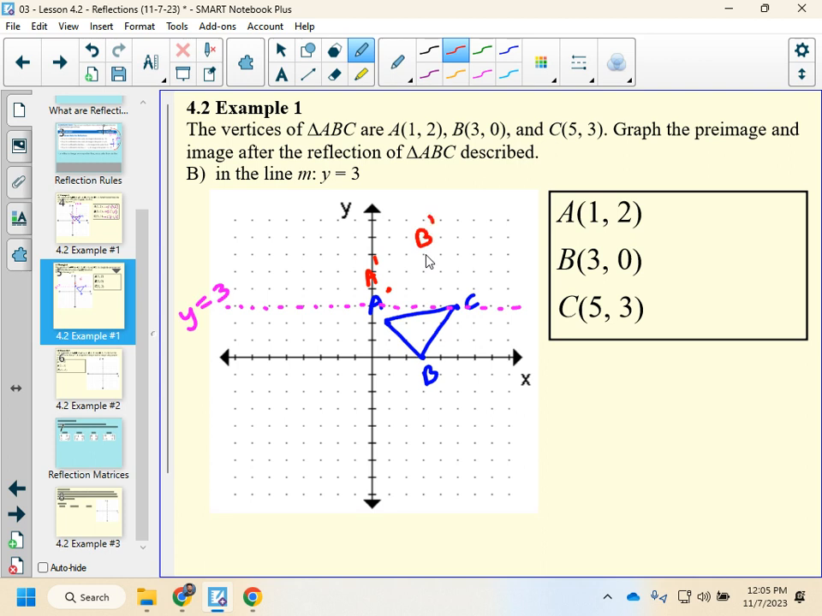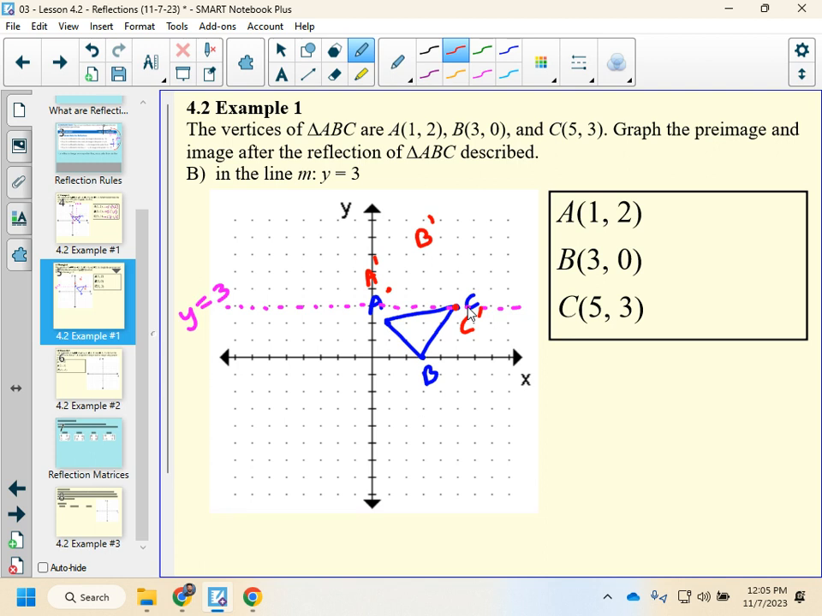Now, C is kind of unique. I'm glad this came up here. What happens when point C, or any point, is exactly on the line of reflection? Well, I don't think we have to change anything. How many units below the line is it? It's not. It's on the line. So I'm not going to travel anywhere. So C prime, or any point that's on the line of reflection, stays in exactly the same spot.